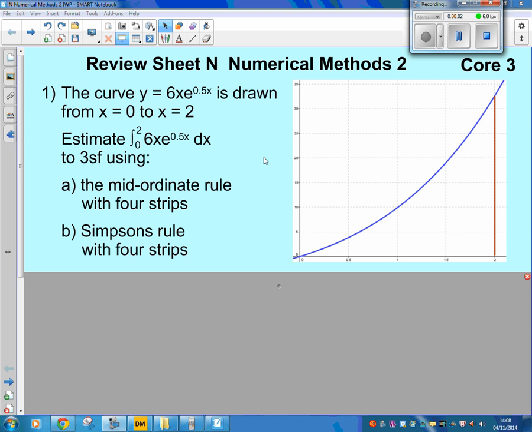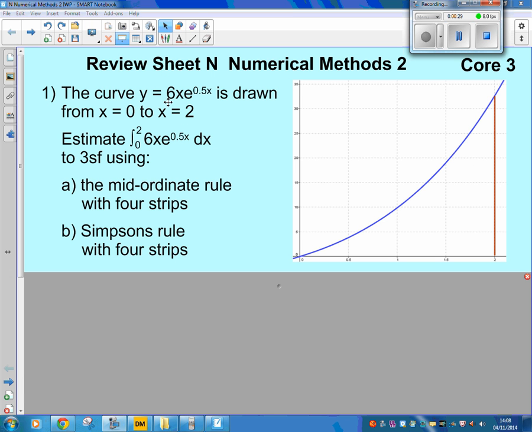Core 3 Review Sheet N, Numerical Methods 2. The questions on this video are not the same as those on the review sheet, but if you work your way through the video, it will help you to do the review sheet. The questions are working out estimates for integrals using the Midordinate and Simpsons rules. So you're estimating the areas under curves.